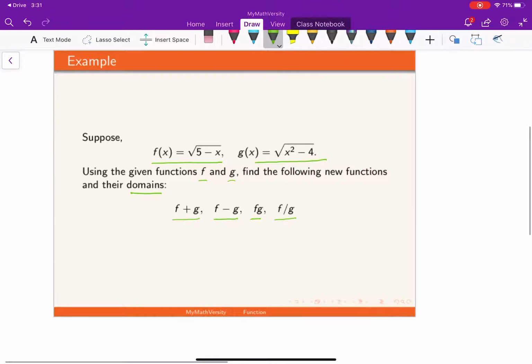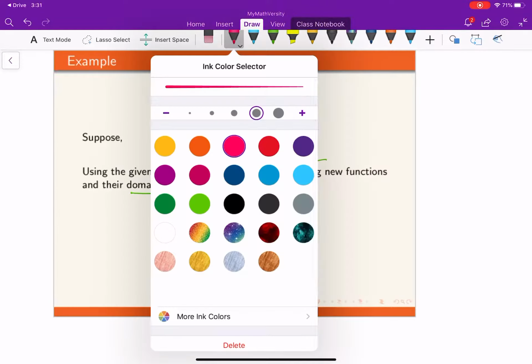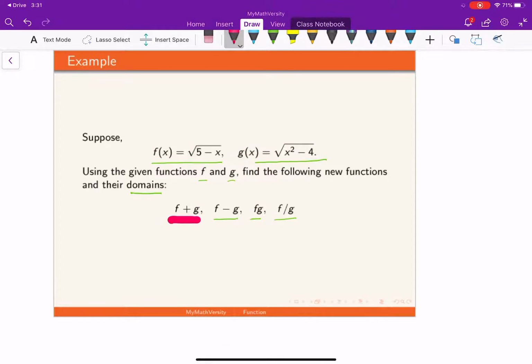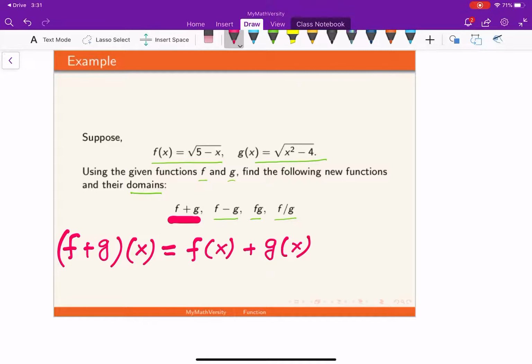Okay, so let's see if we can find the function f plus g. How can we find f plus g of x? The f plus g of x is the sum of the functions f and g, right? By definition, it is just f of x plus g of x. So we just need to add these two functions. The rule corresponding to f of x is given as the square root of 5 minus x, so let's copy that. So f of x is the square root of 5 minus x.